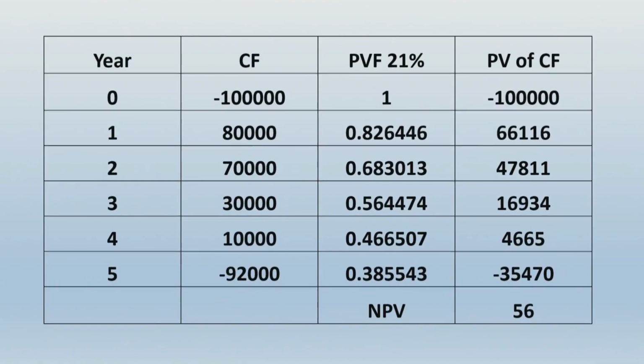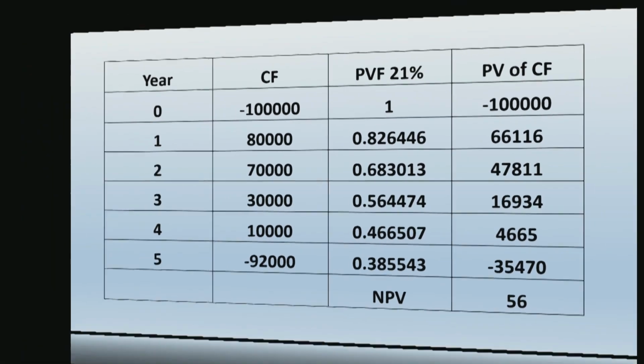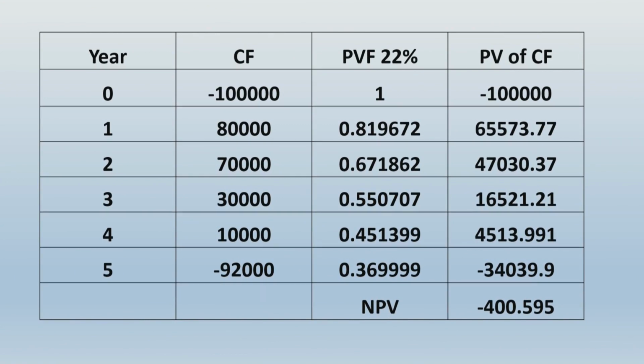So I am now trying a discounting rate of 21% and I get a positive NPV of rupees 56. Now apply 22% discounting rate and you would check that NPV goes to negative. It is a negative 400.595, or you may round it off to negative 401, whatever. But it is a negative NPV at 22%, clearly indicating that one of the IRRs will be lying between 21% and 22%. Now we have one clear evidence that one of the IRR will be between 21 and 22%.